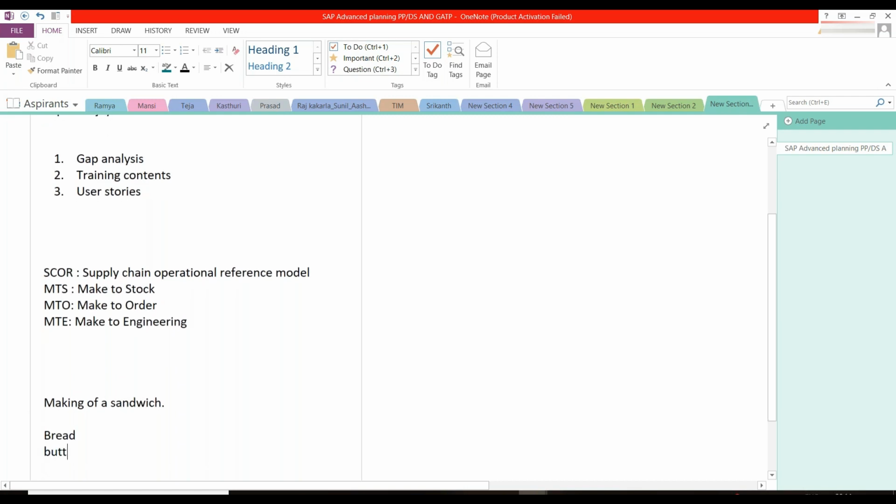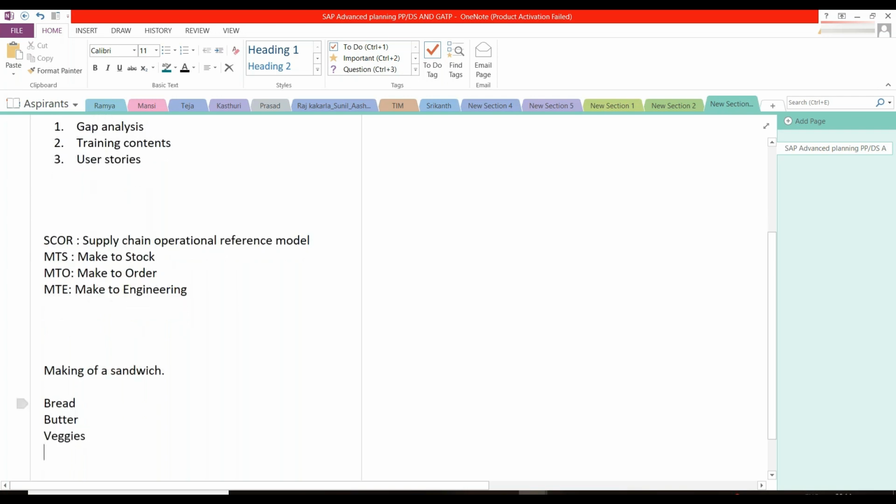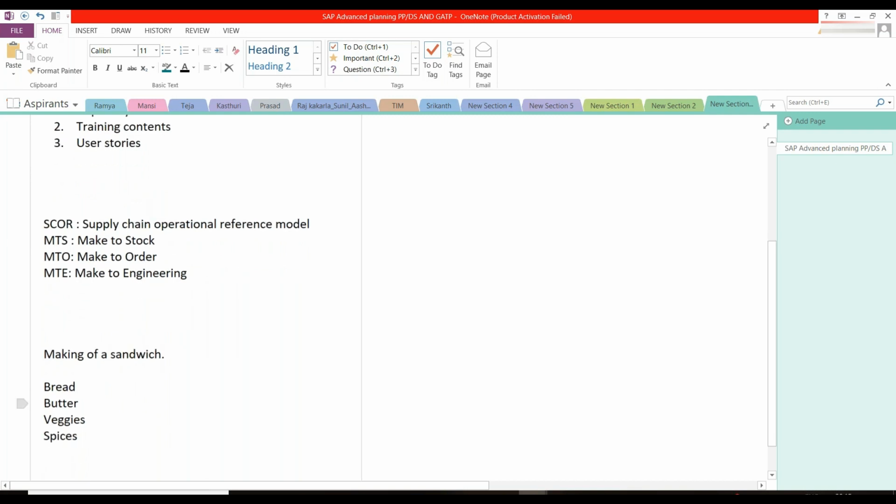A couple of vegetables, tomato, onions, veggies, then butter. Wonderful. So I made it a very short little list: bread, butter, veggies, and spices.